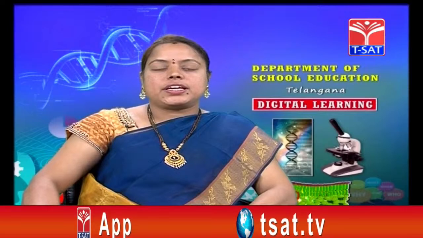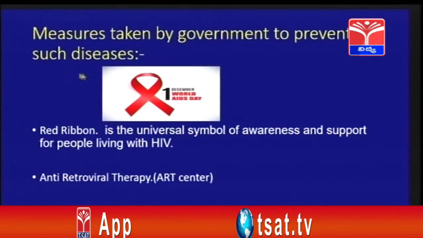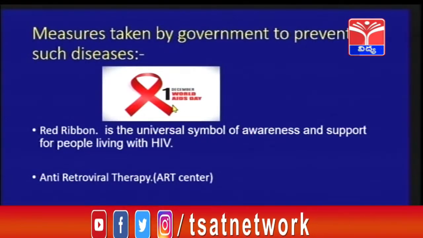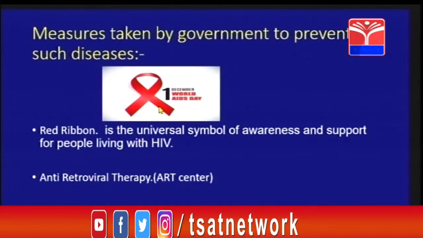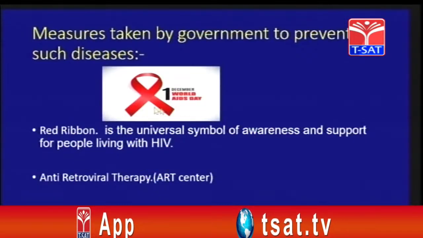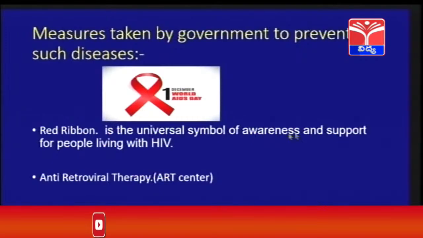What are the measures taken by the government to prevent such diseases? Children, do you know that December 1st is dedicated as World AIDS Day? On this day, awareness is spread among the people about what the causes and consequences of AIDS are. It is called the red ribbon. It is a universal symbol of awareness and support for the people living with HIV.